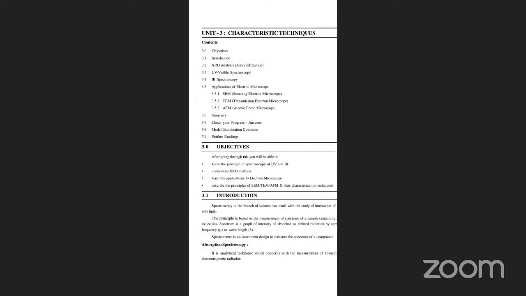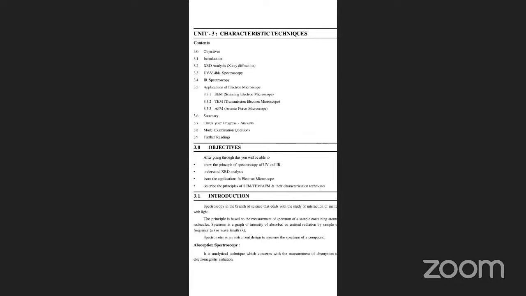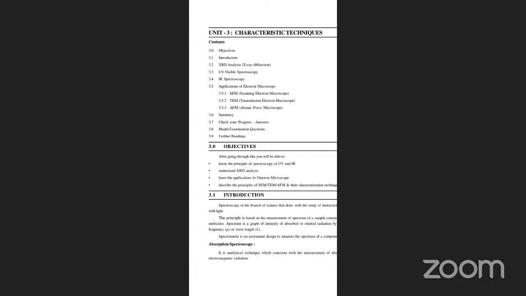Spectroscopy is the branch of science that deals with the study of interaction of matter with light. Interaction of matter with light, we are studying as spectroscopy. The principle is based on the measurement of spectrum of a sample containing atoms, molecules. Spectrum is a graph of intensity of absorbed or emitted radiation.